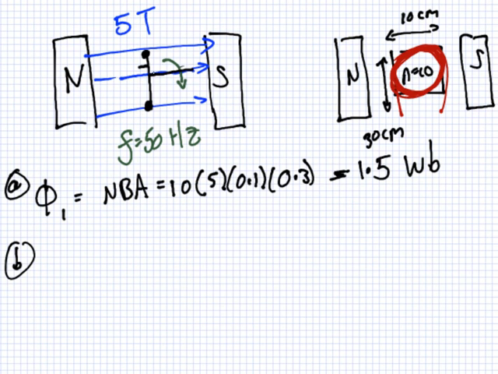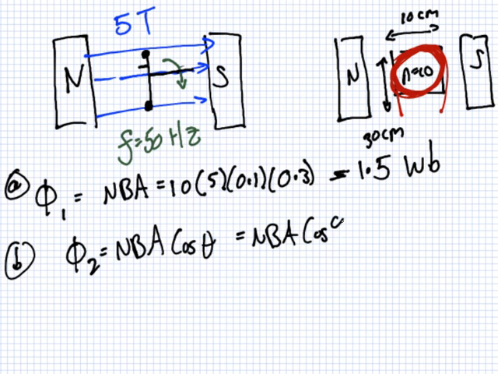What is the flux linkage when it's horizontal? Okay. So if it rotates 90 degrees, then it's NBA cos 90. I don't even need to check that because I know cos 90 is 0. So it's 0 Webers when it's in this position. See? So this is in this position. This one's in this position.